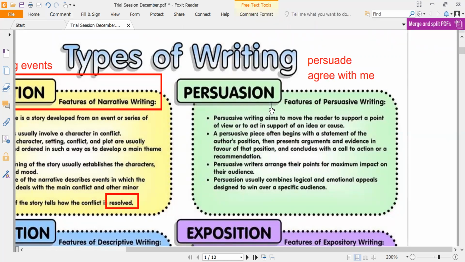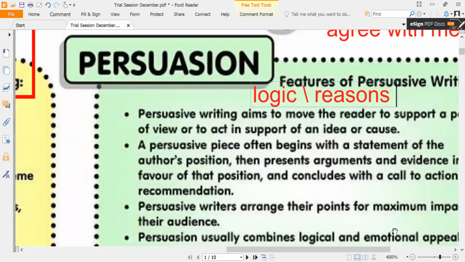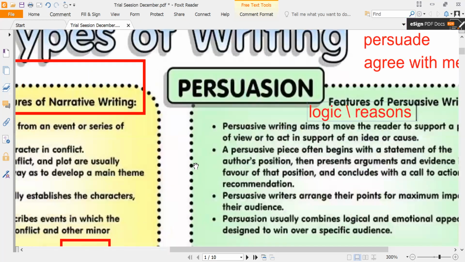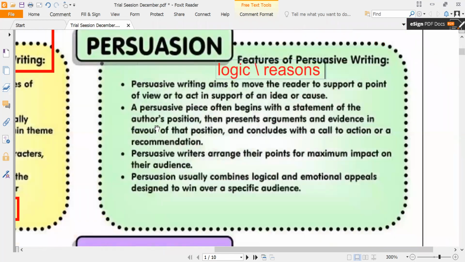So persuasive, this type of text mainly depends on what? Depends on logic. You know what logic is, right? Yes, and strong reasons. Give me reasons why you do something. So, persuasive writing aims to, look at what's written on the screen, move the reader to support a point of view or to act in support of an idea or a cause. Support means accept. So if I want you now to accept my point, it means I persuade you.